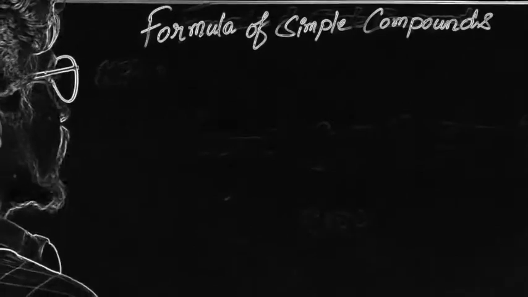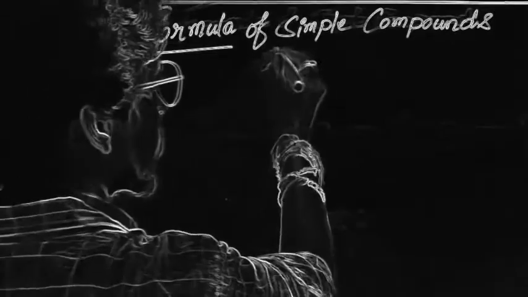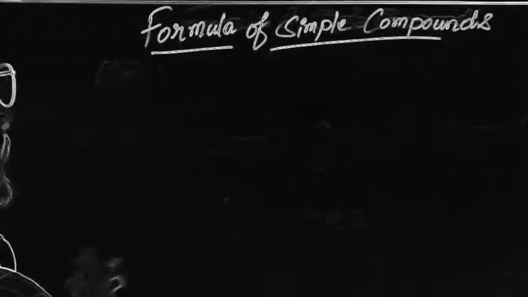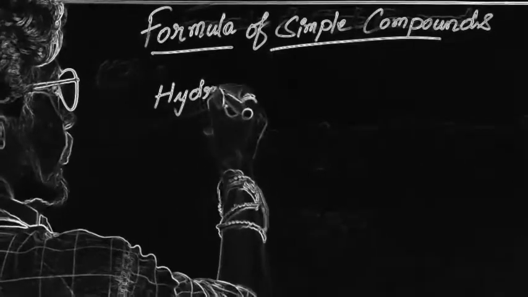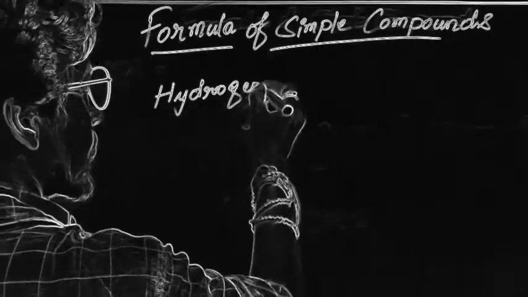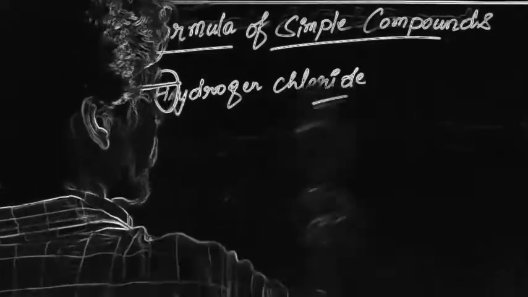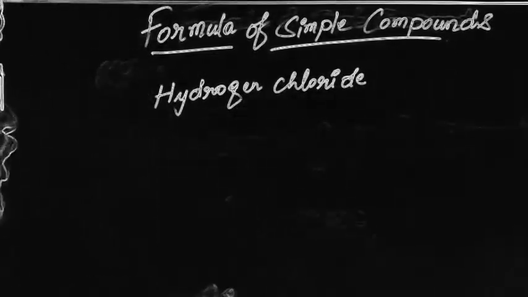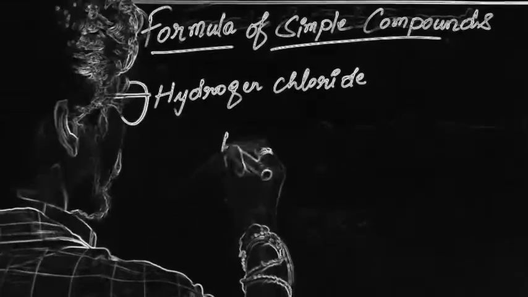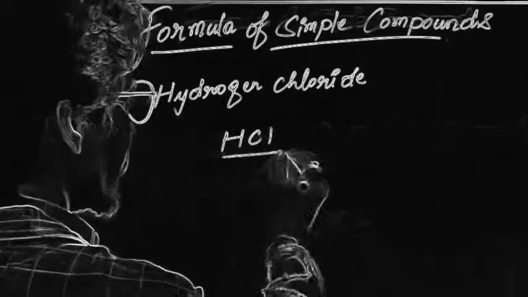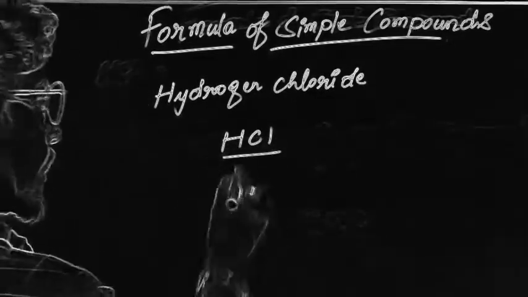Hello everyone, in this video we will learn about the formula formation of simple compounds. Suppose, for example, we take a compound like hydrogen chloride. It is a simple compound and it can be written in the form of a formula, a shorter form. So the formula for hydrogen chloride is HCl, that is H for hydrogen and Cl for chlorine.